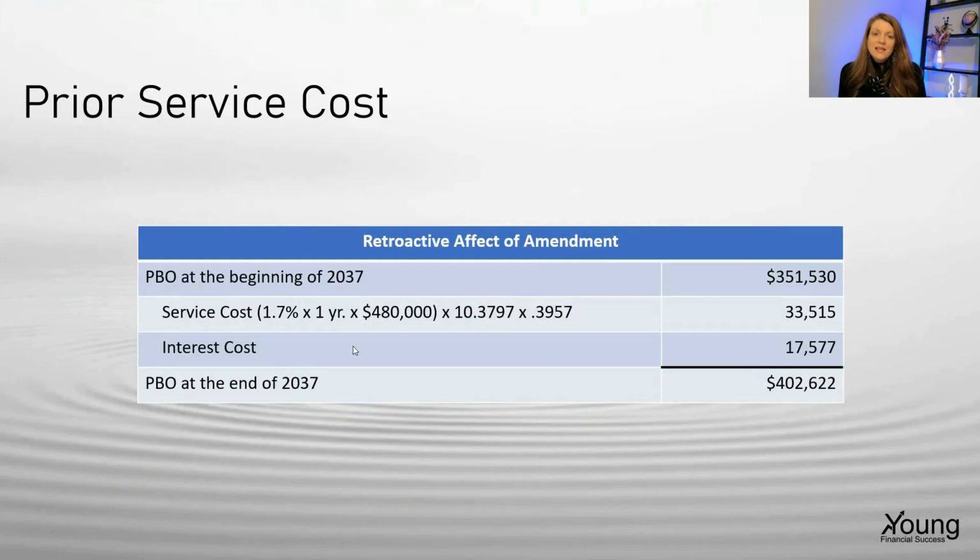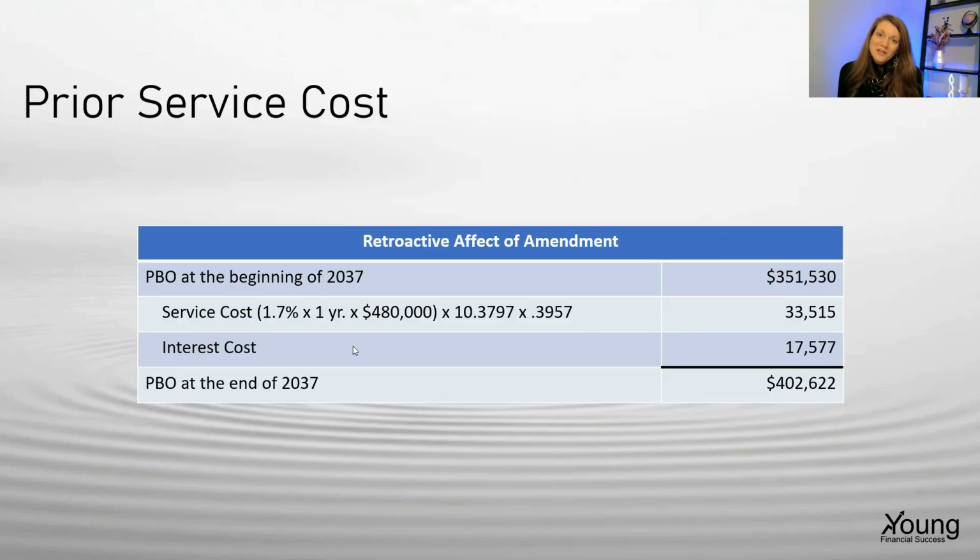All right, so then we want to look at 2037. So we pulled that $351,530 from the last slide, and now we don't have to add any more prior service unless they made other changes, and they did not. So we're going to add another service year, another 1.75% times the salary we expect her to have. We're going to bring it to the present value of annuity with that 10.3797. Then we add another 0.39 to bring it to year 2037.